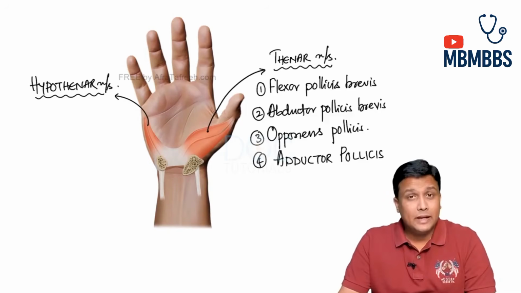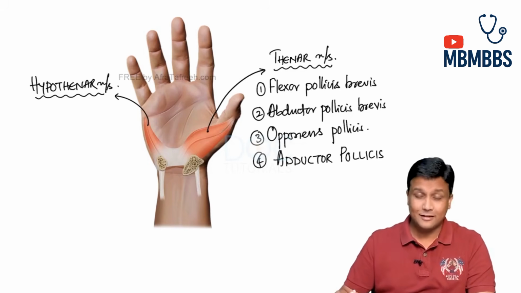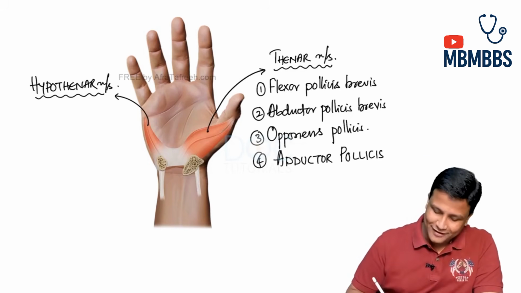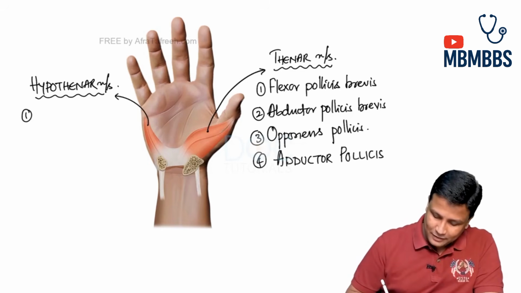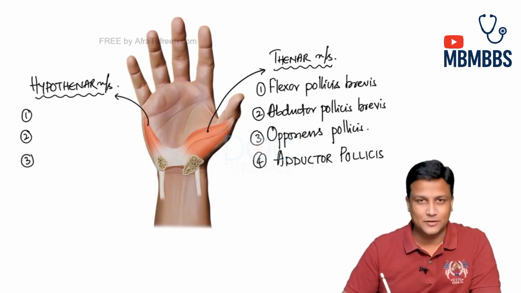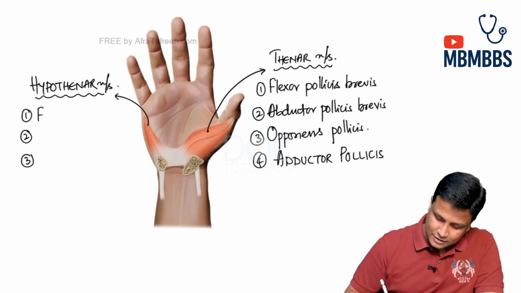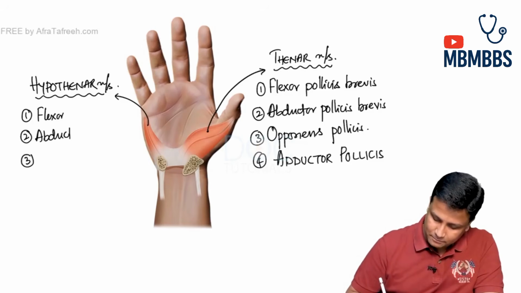Now, once you have made the names of the thenar group of muscles, the hypothenar group of muscles is damn easy, guys. Why am I telling you it is easy here? Number 1, number 2, number 3, you can just do the copy paste here. So there is a muscle which is flexor, there is a muscle which is abductor, and number 3, there is a muscle which is opponens.